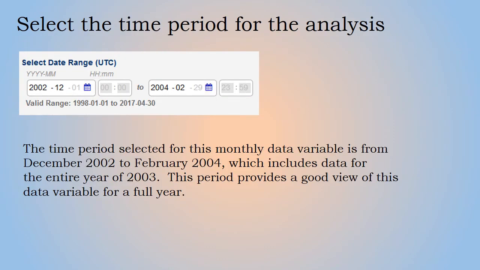The time period selected for this monthly data variable is from December 2002 to February 2004, which includes data for the entire year of 2003. This selected time period provides a good view of this data variable for a full year, as you will see.